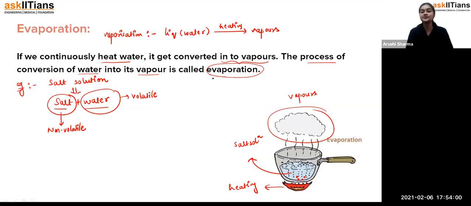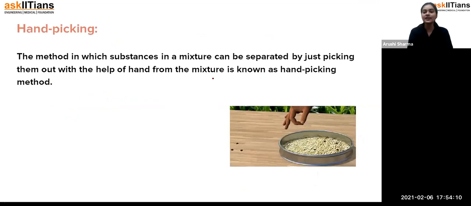And similarly, students, you can separate out a sugar solution as well. Sugar will be left behind and water is converted into vapors. So that's how you can use the evaporation method. Fine. Okay, now coming to the hand picking method.